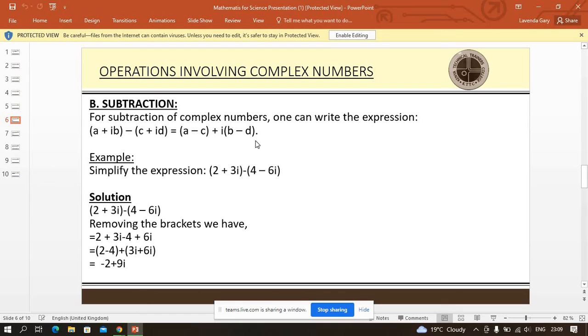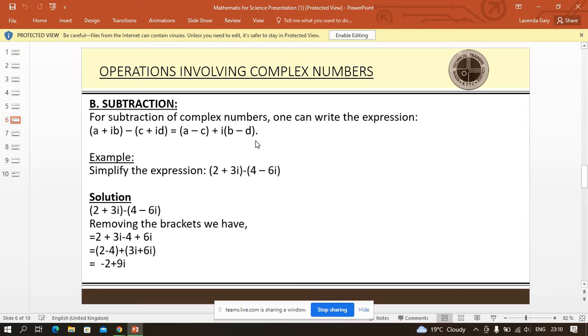Now we want to perform subtraction of complex numbers. Just like our previous example, given a plus ib and c plus id, we want to subtract c plus id from a plus ib. First of all, we shall remove the bracket by multiplying the minus with what is in our second bracket to give us a plus ib minus c minus id. Are we together?